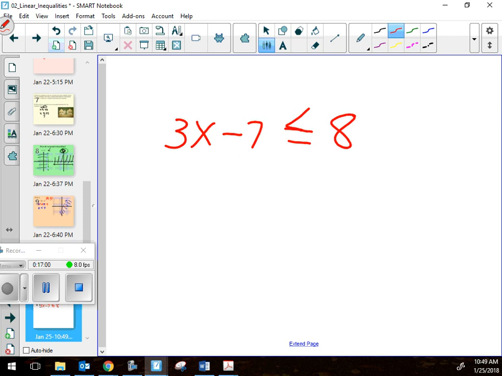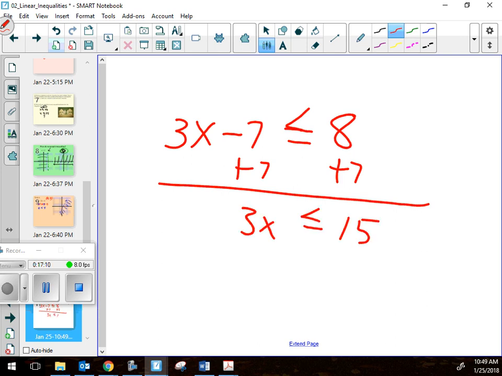What's my first step here? Adding 7. Does that make me change my sign? No. If I had multiplied or divided by a negative, that would make me change my sign. Dividing by 3, does that make me change my sign? No, it's not dividing by a negative. So I never changed my sign, even though there was a negative in the problem. So don't think that just because there's a negative, you should switch the sign. It's if you multiply or divide by a negative.